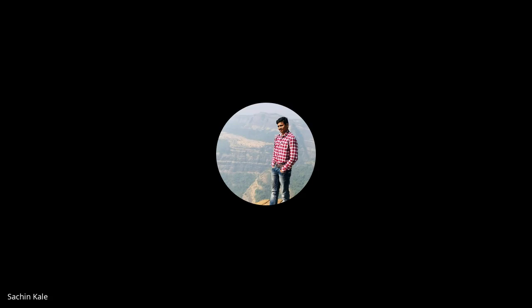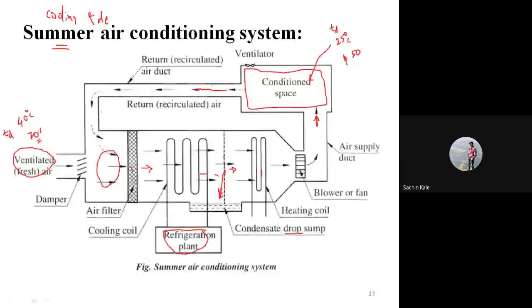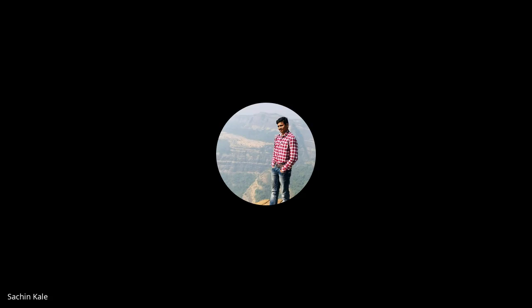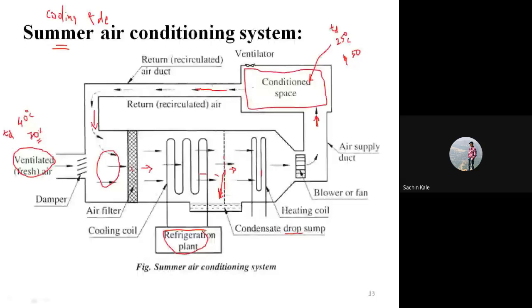Here, whatever air is available in this conditioned space after air conditioning will be called return air, and that return air will be mixed with the fresh air. So 40 degrees centigrade dry bulb temperature, 70% relative humidity air will be mixed with the 25 degrees centigrade and 50% relative humidity air. And whatever mixed air results will have a different temperature and relative humidity.